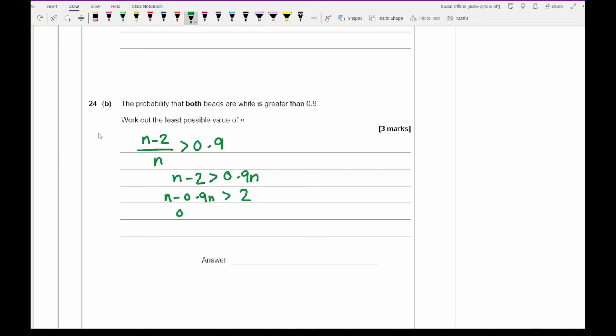This then becomes 0.1 n is greater than 2. Divide that by 0.1, and 2 over 0.1 equals 20. So what I end up with is n is greater than 20. So which is, if n is an integer, because it has to be, we want the least possible number. So n therefore is going to be 21.